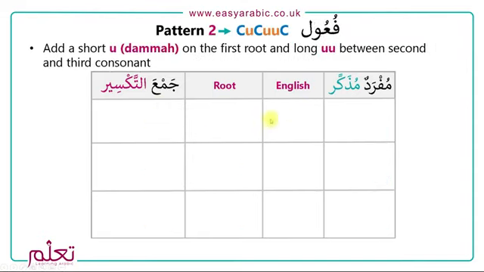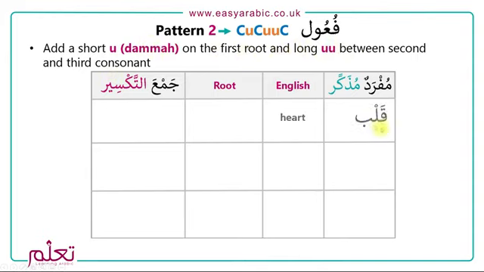Okay, so the next one is pattern number 2. Here we've got a consonant and a damma, consonant, damma, long u. So for fa'l, this is your first one, fa, then the damma, then the ain, then the damma, then the long vowel, and then the lam consonant. So add a short damma on the first root and a long vowel between the second and third consonant.